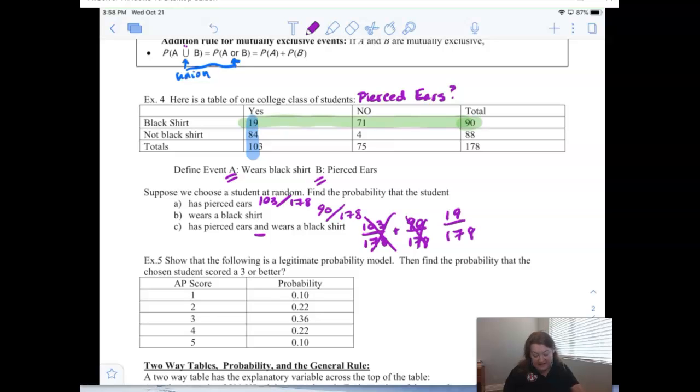Okay, and again, go back up to the top. The "and" is the sad face symbol, meaning they have to be in both parties in order to be invited. They have to be able to say yes to both answers in order to be included. So that's the 19 over 178.